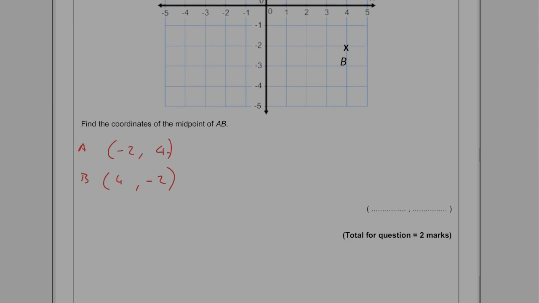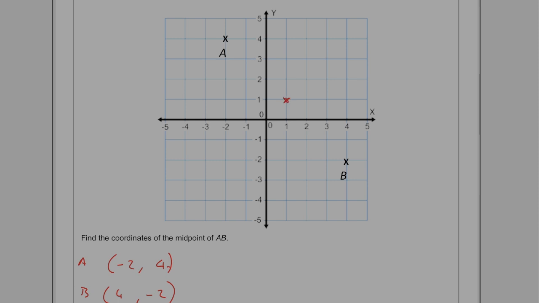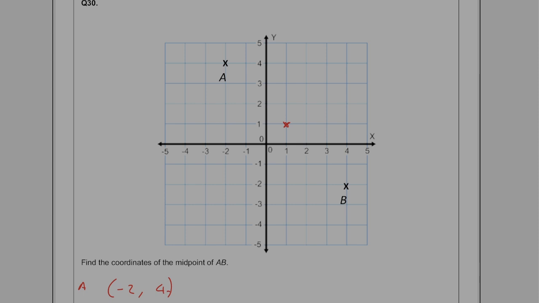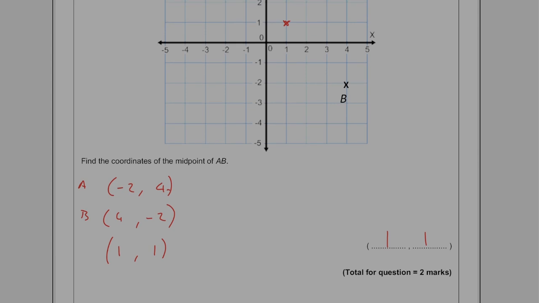So they would add together to make 2. So that would be 1, and then also this would be 1. So the midpoint should be at 1, 1. So we're looking there. Does that look true from the diagram? If we go 3 across and 3 down, 3 across and 3 down, yeah, it does work. So that would be 1, 1.